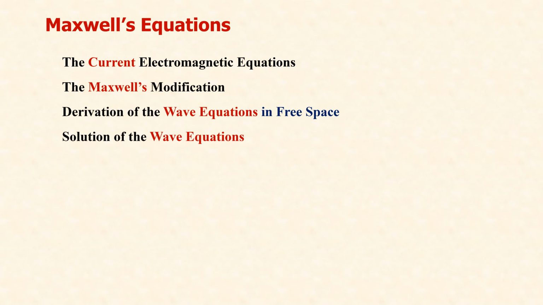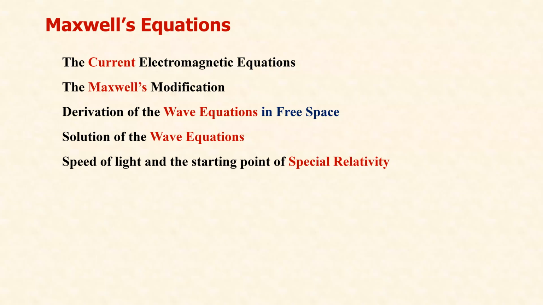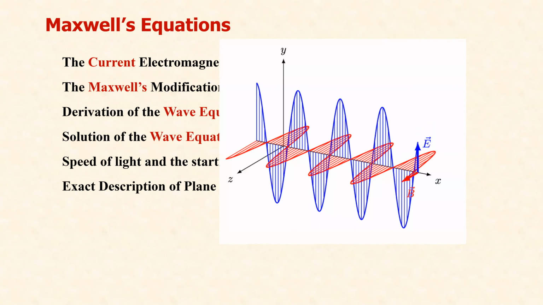And then we solve the wave equations. And then we get the speed of light, and we mention the starting point of the special relativity. Of course, I'm not going into special relativity, but I'm going to tell you what was Einstein's clue to get to special relativity. And then we want to describe the exact plane electromagnetic wave, which is like this.